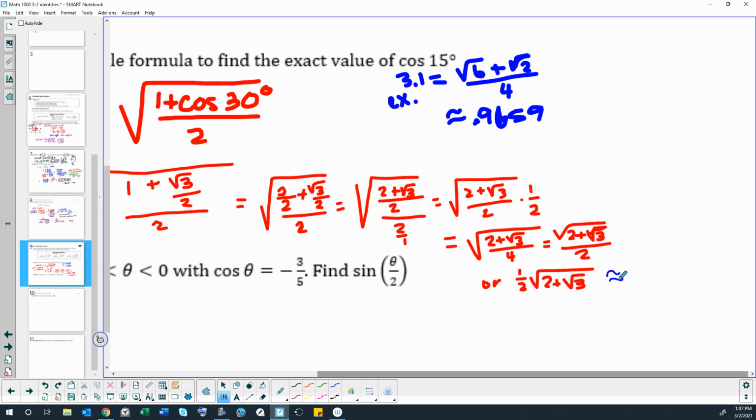I'm going to do 2 plus the square root of 3, and I'm going to take the square root of that answer, and then I'm going to divide that answer by 2. And I got 0.96592, etc. Same answer. And also, if I take my calculator and type in the cosine of 15 while my calculator's in degree mode, I get exactly the same answer that way too. So they all match, and this is a valid way of finding that answer, even though it looks a lot different.